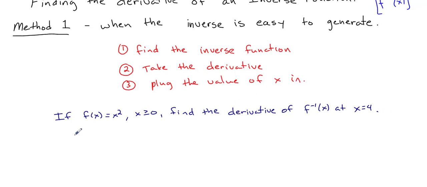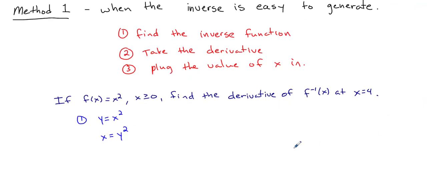So, method 1, number 1, find the inverse. So we'd have y equals x squared. Swap x and y's. X equals y squared. Solve for y. Now, typically it's plus or minus, correct? But we know y has to be positive because it says x is positive. The input of the original function has to be positive, therefore the output of the inverse needs to be positive. That's why we're only using the positive square root.